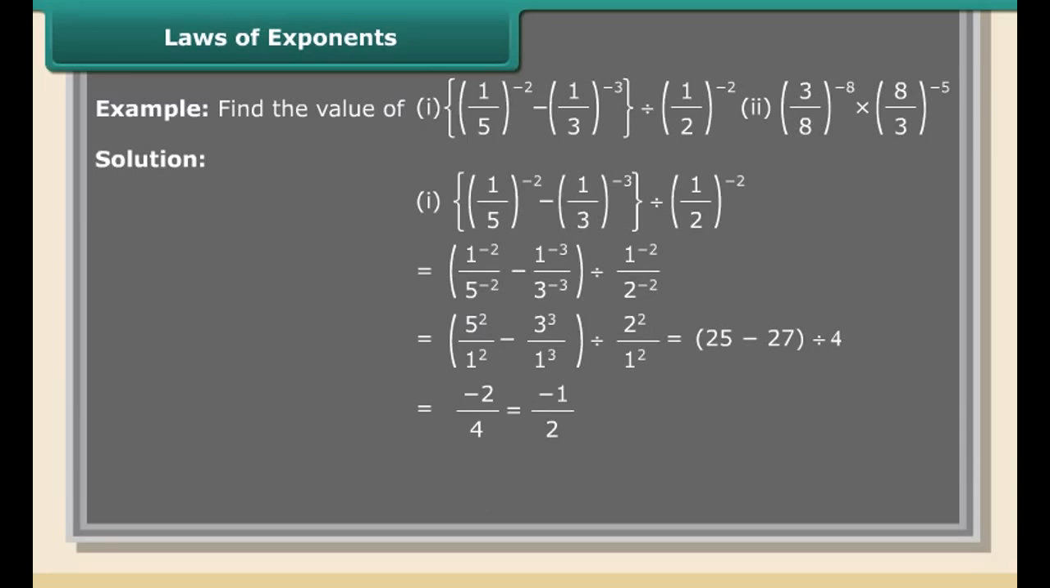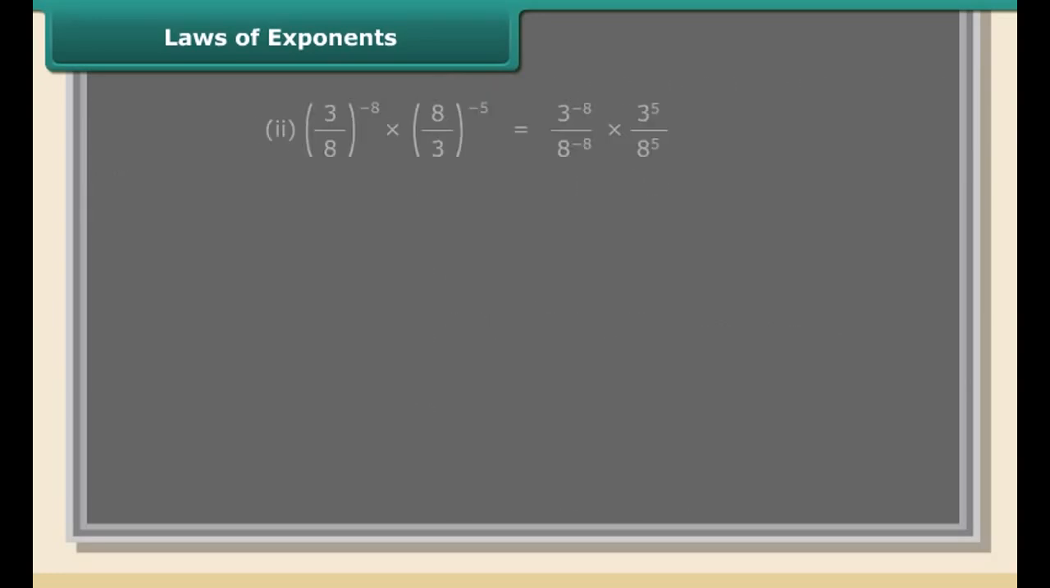(5/7)^(-2) is equal to 5^(-2)/7^(-2), which is equal to 7^2/5^2, which equals 49/25.